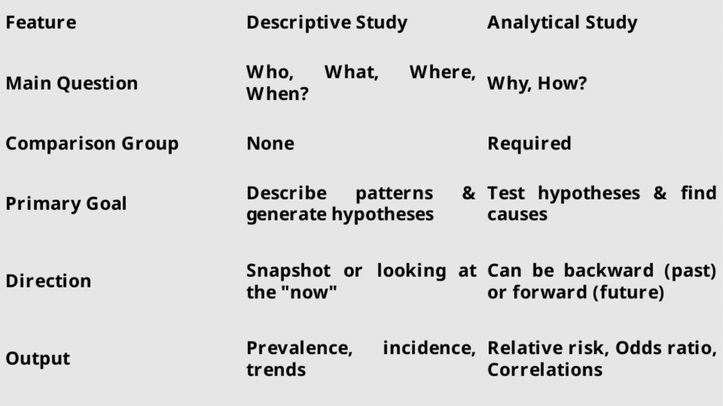In terms of direction, descriptive studies often provide a snapshot, looking at the now or current state. Analytical studies can be more flexible, looking backward into the past or forward into the future to understand cause and effect relationships. Now, for the output. Descriptive studies typically produce measures like prevalence, incidence, and trends, which tell us about the scope and distribution of a condition. Analytical studies produce measures such as relative risk, odds ratios, and correlations, which help us understand the strength and nature of associations.